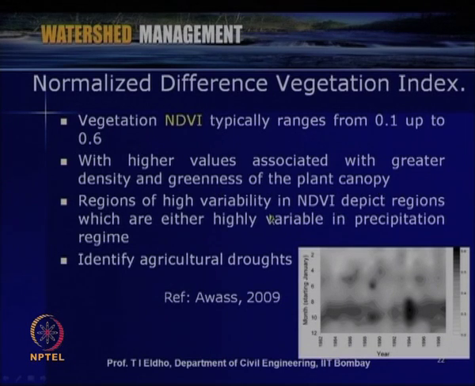Then regions of high variability in NDVI depict regions which are highly variable in precipitation regime. Generally this NDVI is used to identify agricultural droughts or the agricultural land, how the vegetation is varying, and with respect to NDVI we can identify whether that particular crop is prone to drought through this NDVI index.